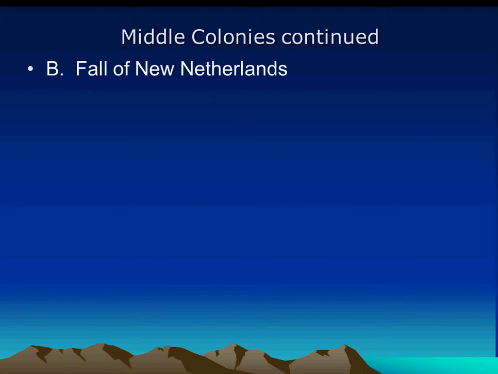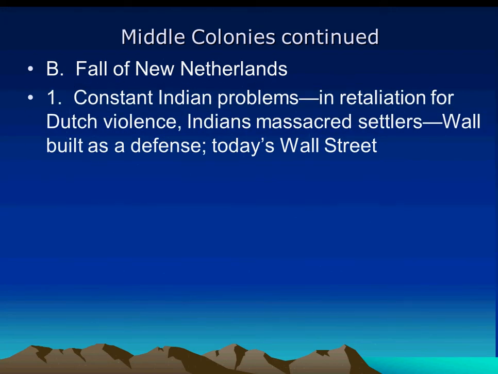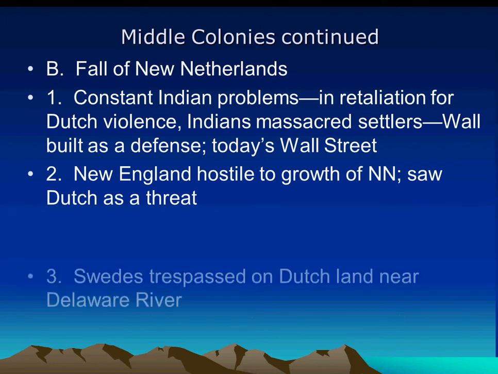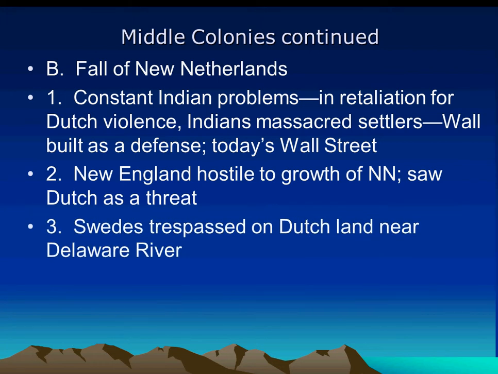The fall of New Netherlands. They had a lot of problems, particularly with the Indians, and eventually they built a wall, which later became Wall Street, to keep the Indians out on Manhattan Island. New England was a little bit hostile to this New Netherlands.